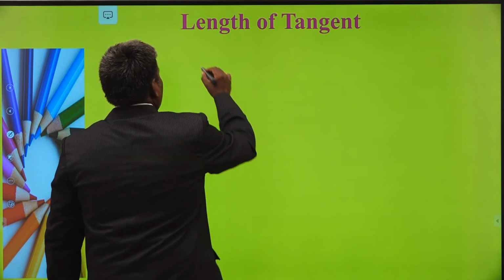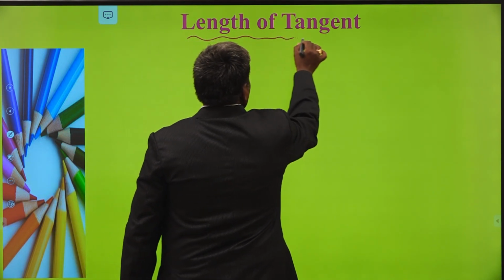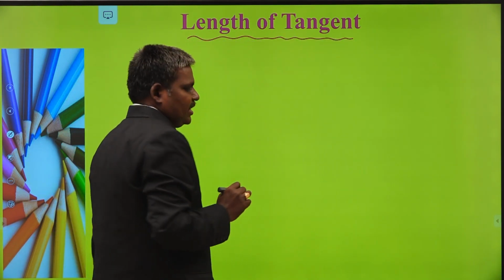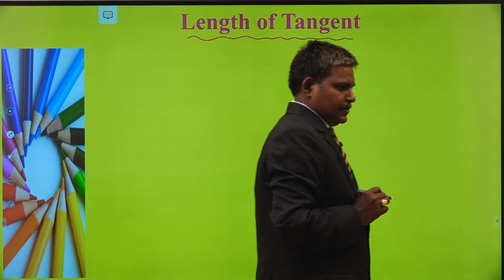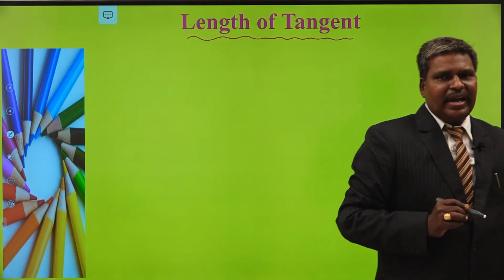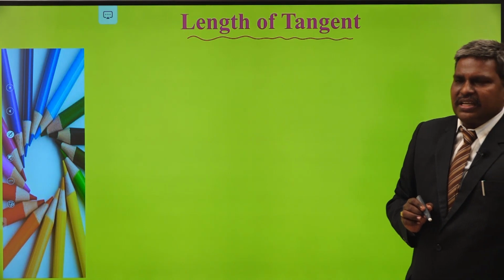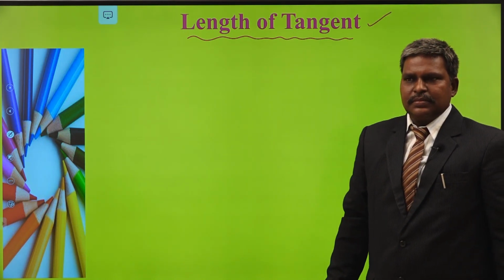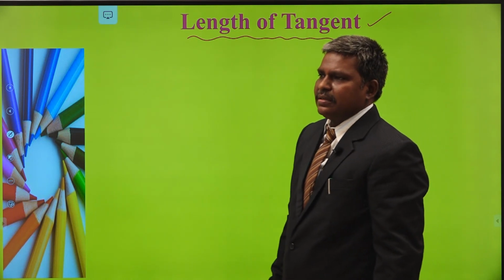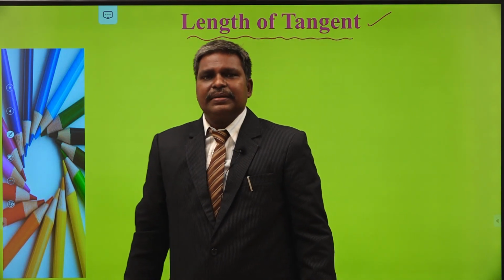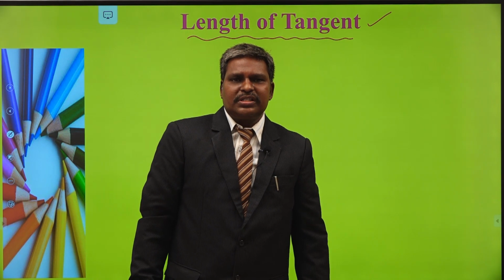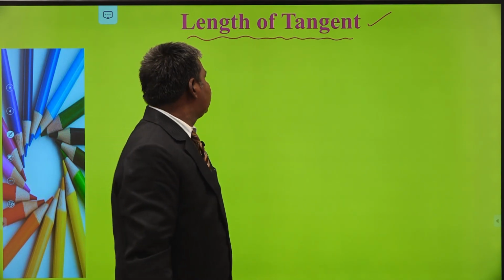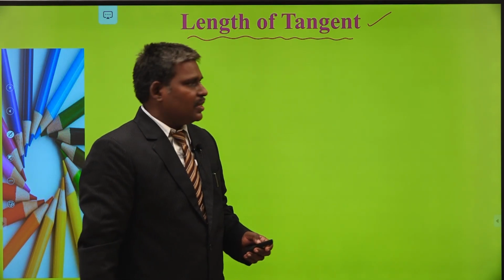Now, after defining the tangent, how to find the length of tangent from a given point to the circle? Your point must and should be outside of the circle, then only we define the length of tangent. Length of tangent from point P, which is outside to the circle S equals 0. How to define this one? Let us see.